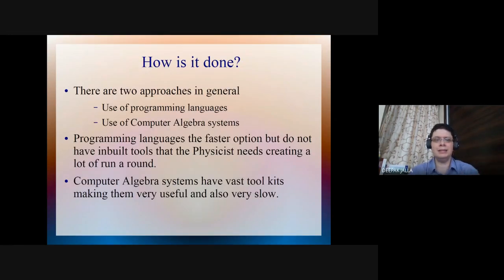So how is it done? There are two approaches: use of programming languages and use of computer algebra systems. Now, most people oscillate between these two approaches, but I'm going to further show that it is possible to have it all.